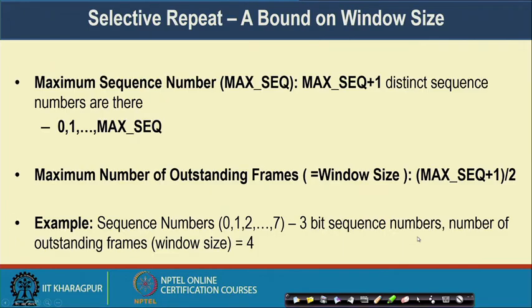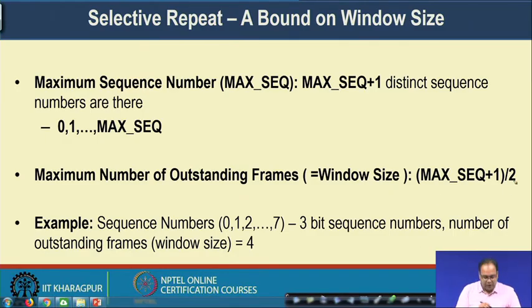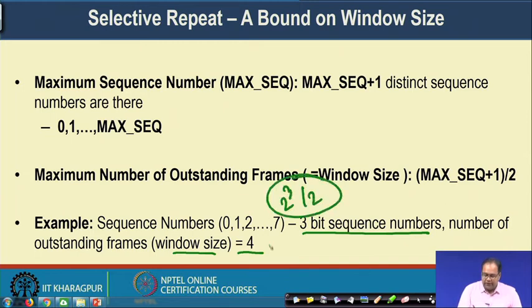Well, similarly we look into a bound on the window size for selective repeat. Similar to the earlier case, we have max sequence plus 1 distinct sequence numbers from 0 to max sequence, but in selective repeat my window size will be (max sequence plus 1) divided by 2. An example is that if you have 3-bit sequence numbers from 0 to 7, so you have 8 different sequence numbers. So, your maximum window size will be equal to 2 to the power 3 divided by 2, which is equal to 4.